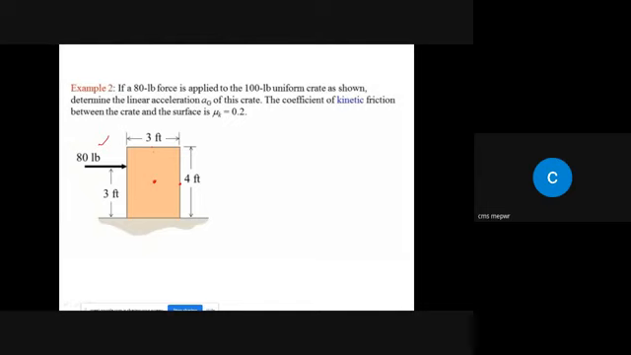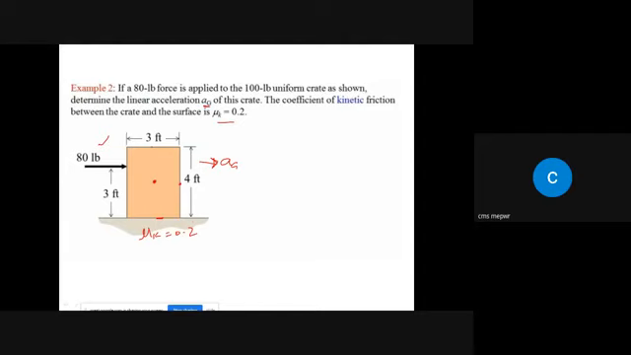Okay, 100 lb uniform crate as shown. 100 lb means its weight. Determine the linear acceleration aG of this crate. Means if it moves in this direction, they are asking for aG. The coefficient of kinetic friction between crate and surface is 0.2. And since this is moving, the coefficient of friction over here is 0.2. Okay, what they are asking is to determine the linear acceleration.